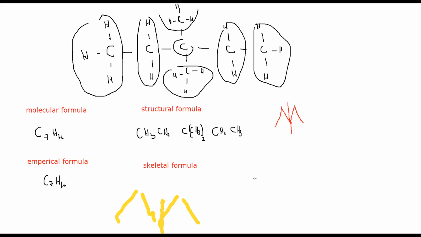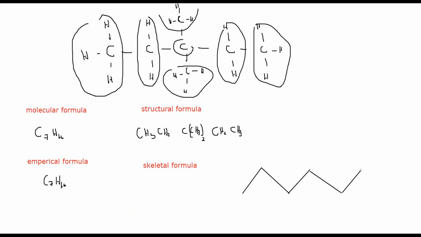That's correct. Like skeletal, because there are 5 carbon, 1, 2, 3, 4, 5 carbon. Sorry, I drew 6. So there are 5 carbon, 1, 2, 3, 4, 5. And then 1 is up, 1 is down. So that's a skeletal formula of this compound.